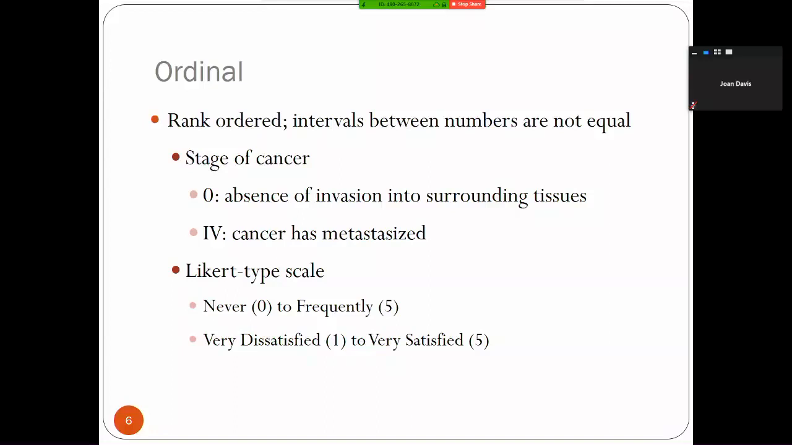But these Likert-type scales, we typically will form average scale scores by combining, i.e., adding up the answers and then dividing by the number of items on the scale. So there is some leeway there.